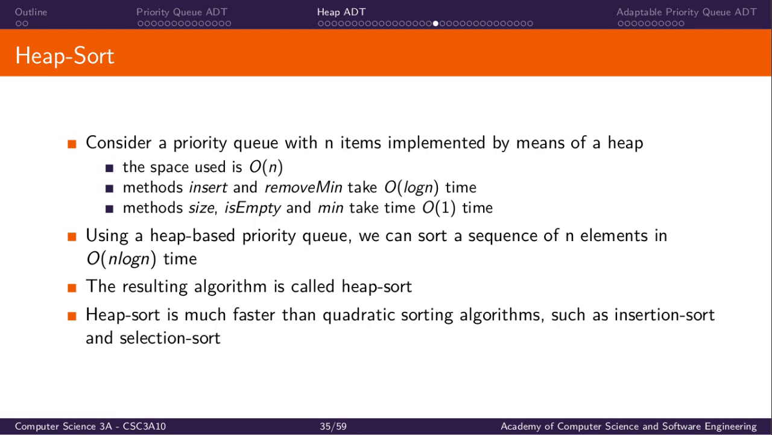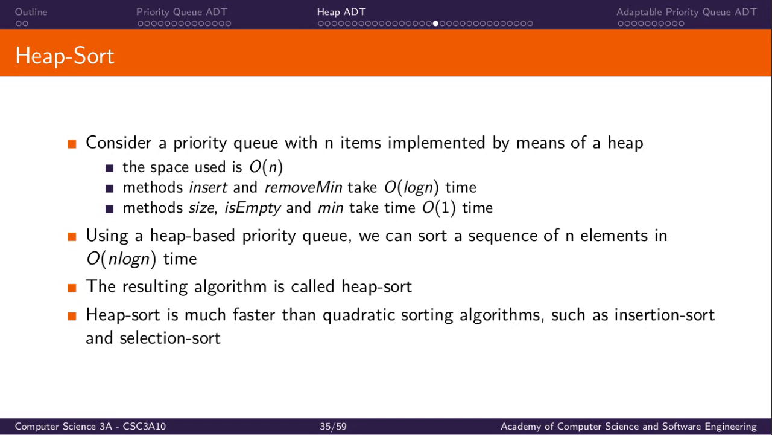And the methods size, is empty, and min take order one time. We're keeping track of the size, so we can simply return that. For is empty, we check our reference to our root. If that is null, then in constant time we can say it's empty. And min takes constant time. We simply return a reference to what is stored at our root. We're not doing any removal, so again, it's constant time.